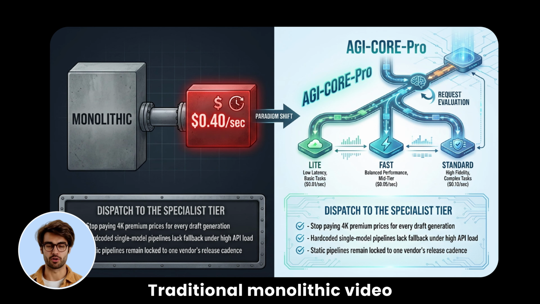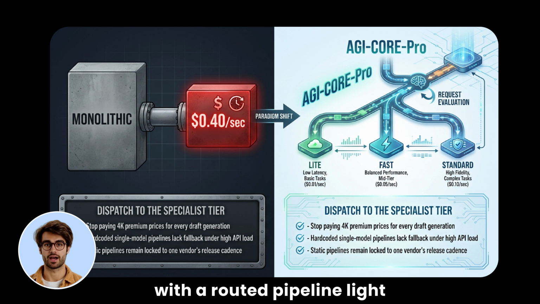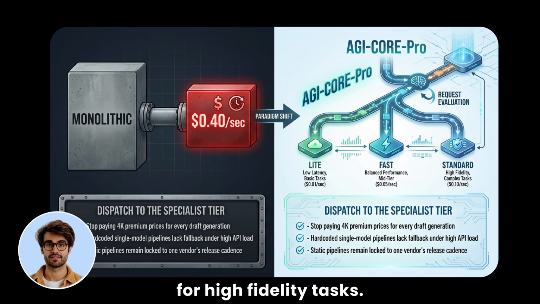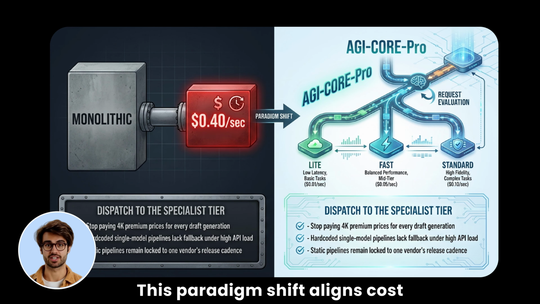Traditional monolithic video models charge a flat premium, for example, 40 cents per second, regardless of task complexity. AGI-CORE-Pro replaces this with a routed pipeline: Lite for basic clips, fast for latency-sensitive work, and standard for high-fidelity tasks. This paradigm shift aligns cost with actual requirements.